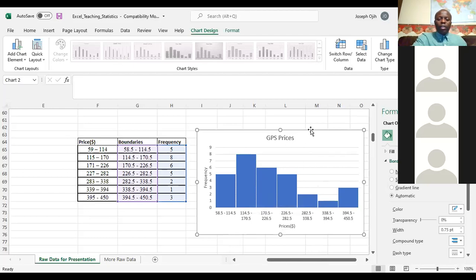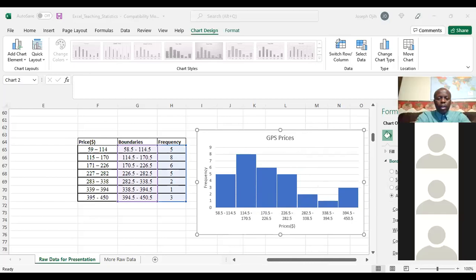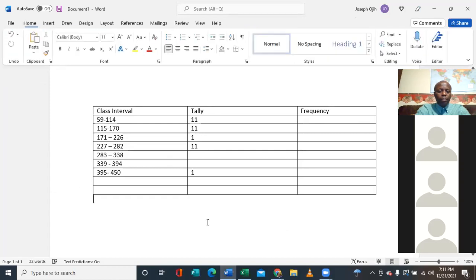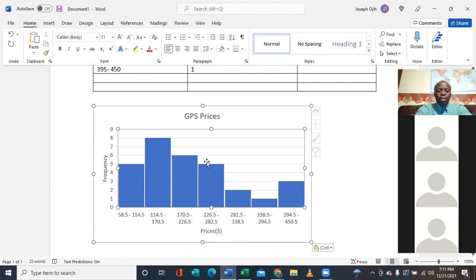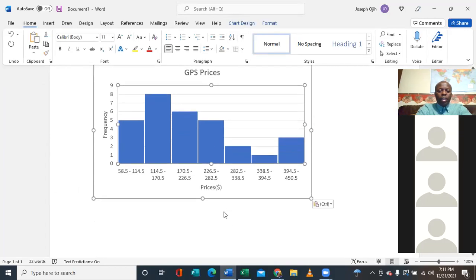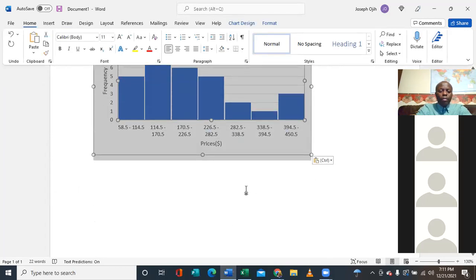If you are doing a project, you can copy this, click on it and copy it, and then go to your project where you are typing. Yeah, we are typing in the project. I think it's this. Can you see my screen? Yeah. And then you can paste it here. Once you paste it, you can now continue your typing.